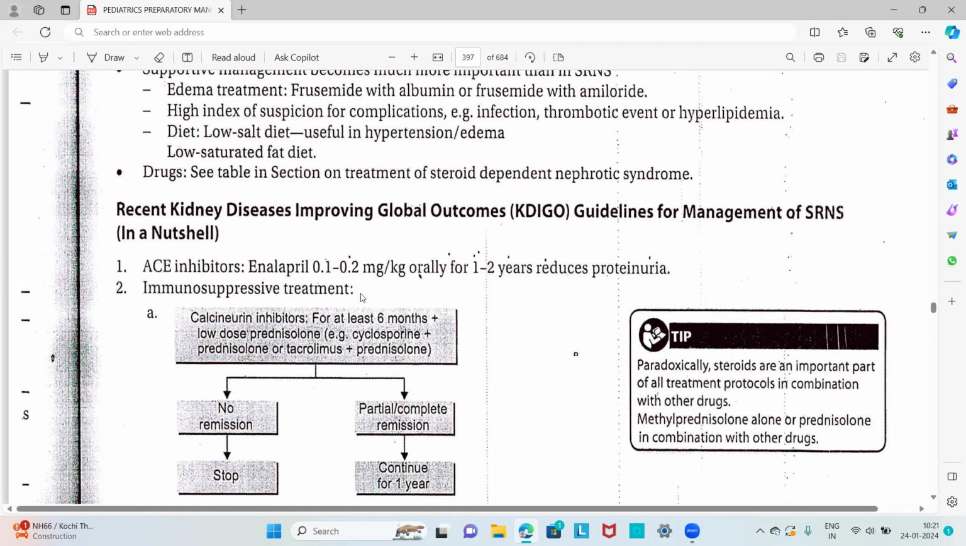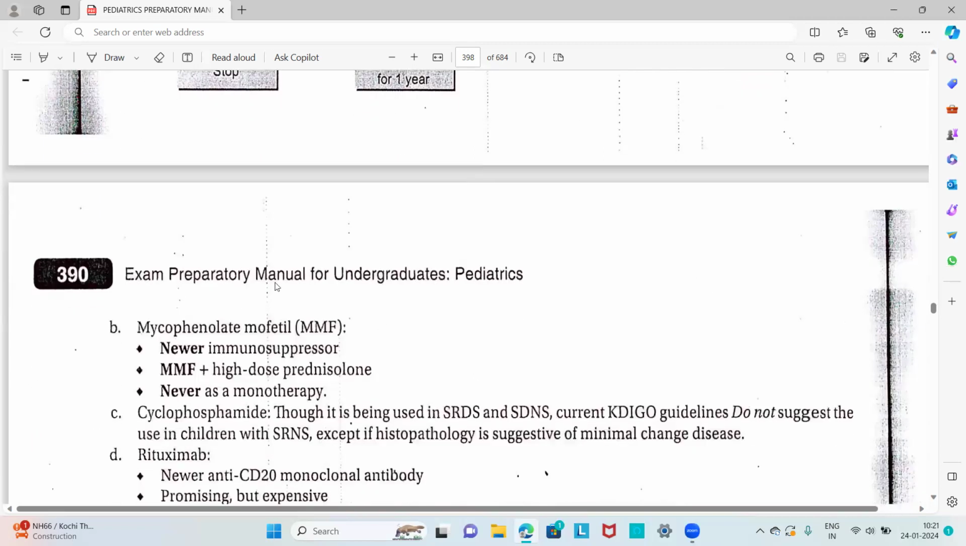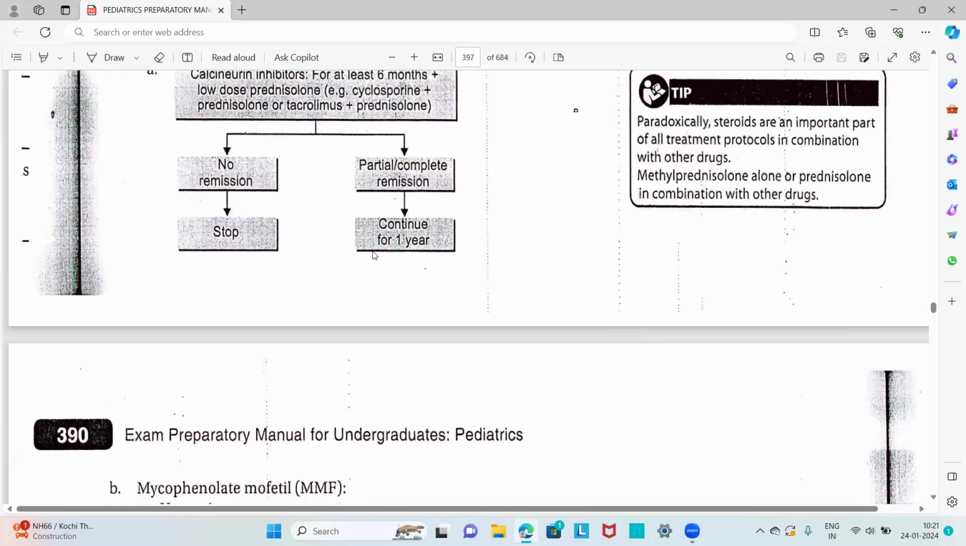And immunosuppressive treatments are also used, that is, calcineurin inhibitors for at least 6 months plus low dose prednisolone, for example cyclosporin plus prednisolone or tacrolimus plus prednisolone. If there is no remission, we have to stop the calcineurin inhibitor. If there is partial or complete remission, we have to continue this regimen for 1 year. Then also we have to go for mycophenolate mofetil. Cyclophosphamide and rituximab are also used in steroid resistant cases.